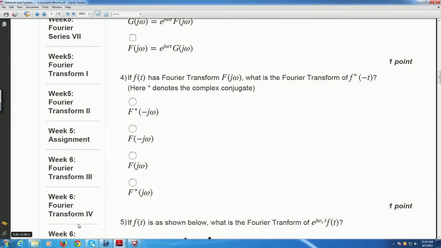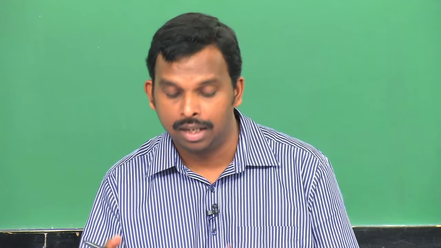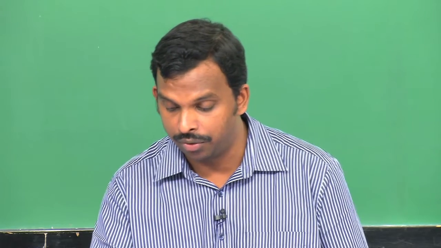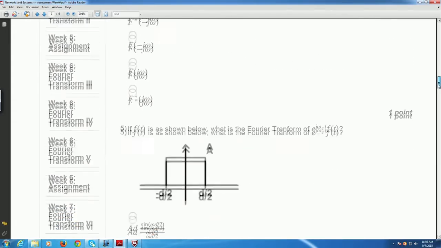Like I mentioned, many of these problems are very simple combinations of applying the basic Fourier transform properties, and if you are not used to it, it will be a little bit new the first time you do it, but as you get used to it, you will be able to quickly see what properties you have to use. So, here is another question.